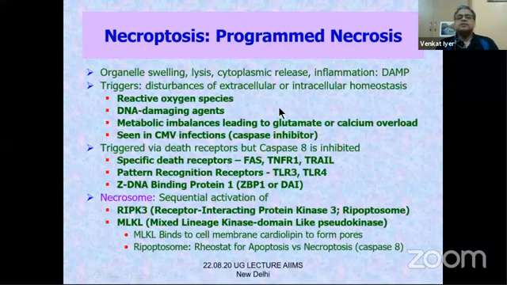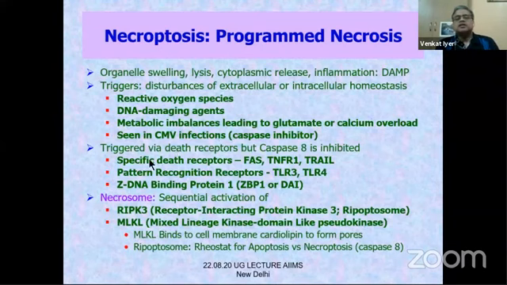So there are multiple triggers for necroptosis. Some include reactive oxygen species, DNA damaging agents. All the things which cause cell injury can also activate necroptosis. Interestingly, it is seen in CMV infections because the CMV has a caspase inhibitor. So it inhibits the caspase 8, and therefore the human body uses an alternative method to eliminate CMV infected cells.